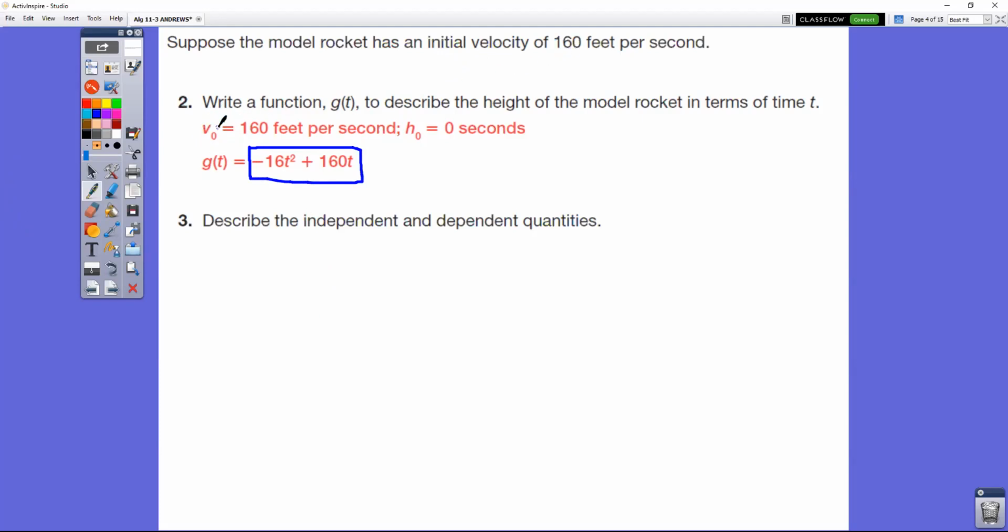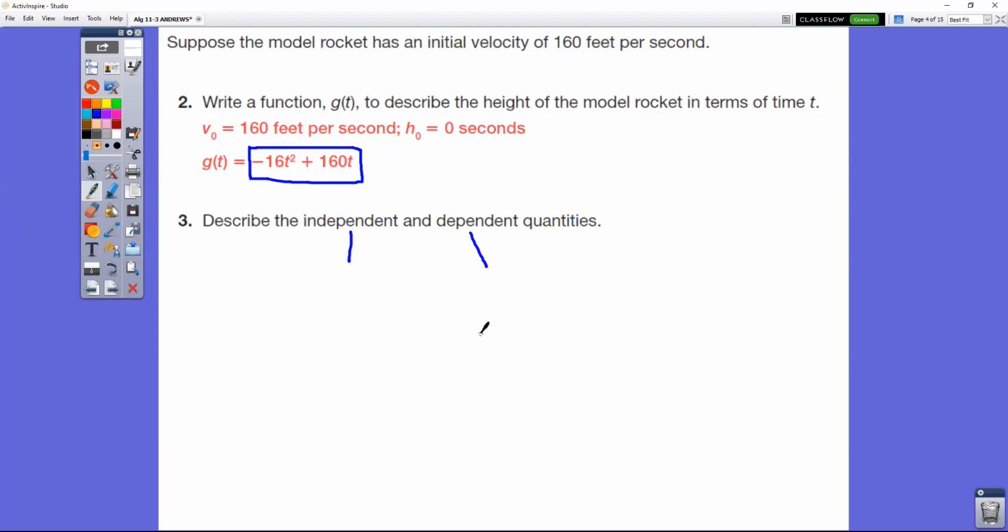So our V sub 0, that just means where we're starting is at 160 feet per second. So at initial blast off, that's how fast it's going. And our H of 0, we're starting at the very beginning at 0 seconds. All right. Describe the independent and dependent quantities.